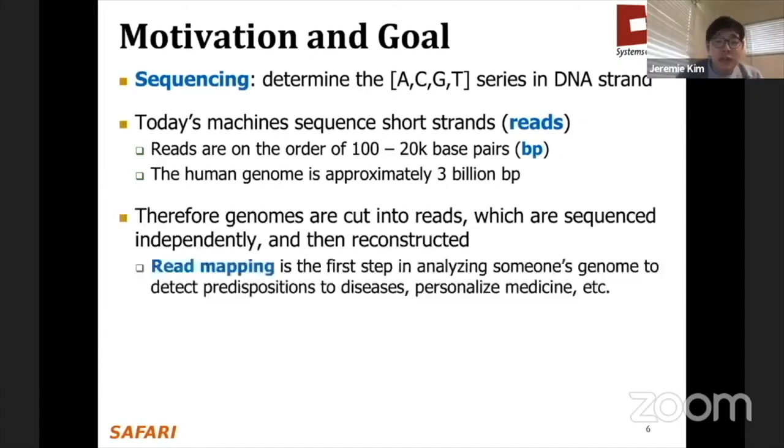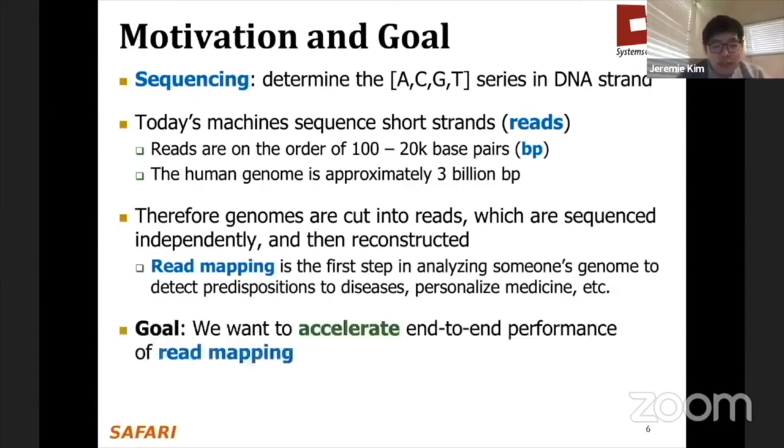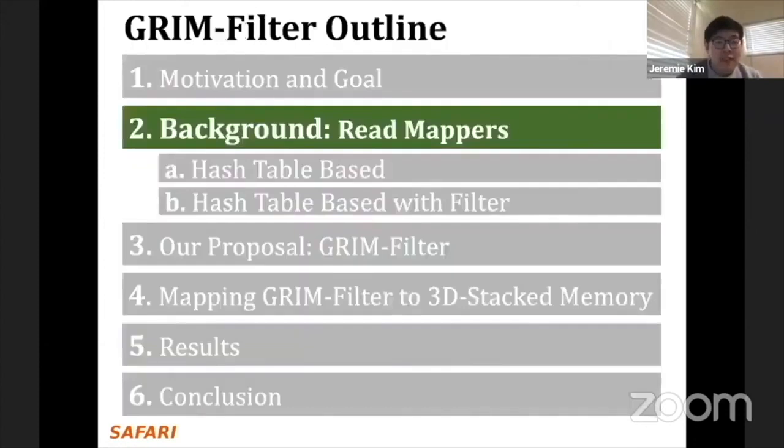So read mapping is the first step in analyzing someone's genome to detect predispositions to diseases, personalized medicine, and of course, popularly now, to identify different COVID variants. So the goal here is to accelerate end-to-end performance of read mapping. I'll go into the background of read mappers, and in this paper, we focused on hash table-based read mappers because they were more accurate and more comprehensive compared to other methods.